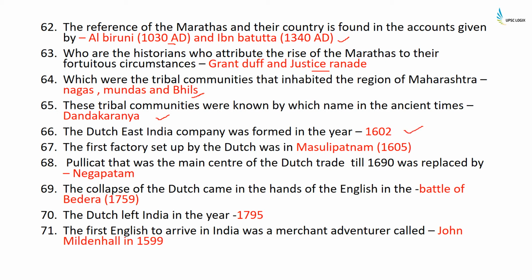The first factory set up by the Dutch was at Masulipatnam in 1605. Pulicat was the main center of the Dutch trade till 1690 and was replaced by Negapatam. The collapse of the Dutch came at the hands of the English in the Battle of Bedara, 1759. The Dutch left India in the year 1795. The first Englishman to arrive in India was a merchant adventurer called John Mildenhall in 1599.